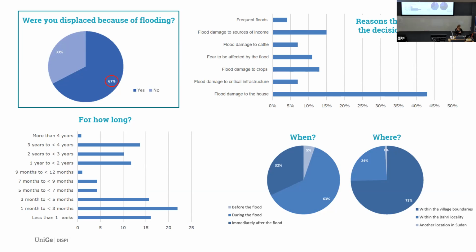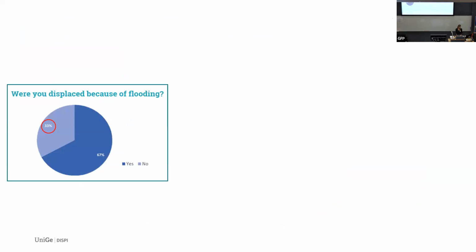For how long? We have two main results. Many people are displaced for less than 5 months. But there are also people who are displaced between 1 year to 4 years. So there are two kinds of displacement, we can say, one shorter term and the other long term.